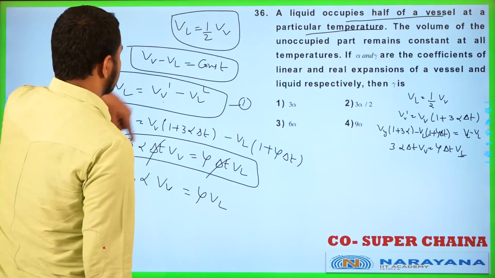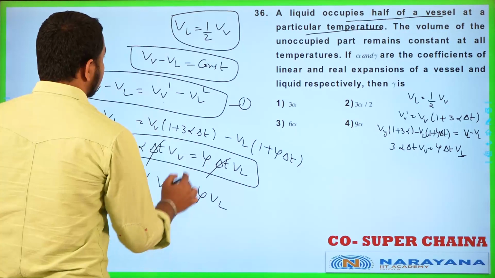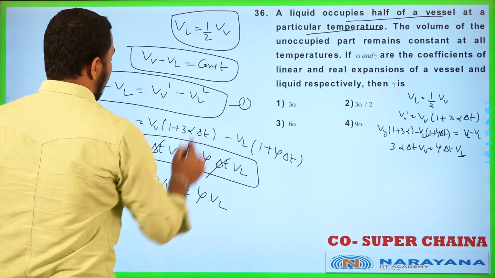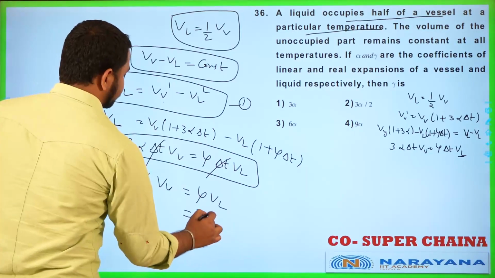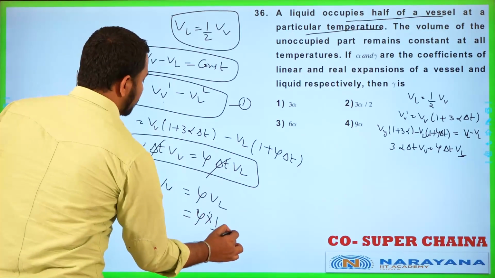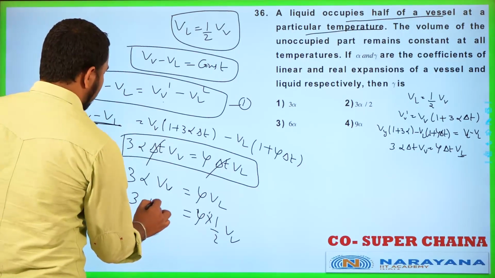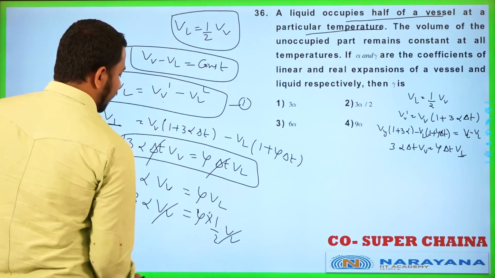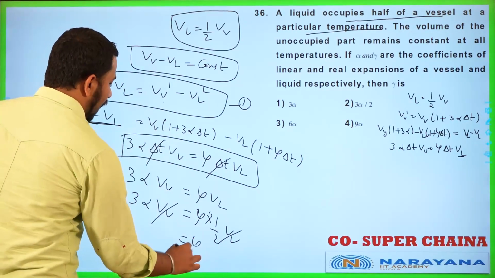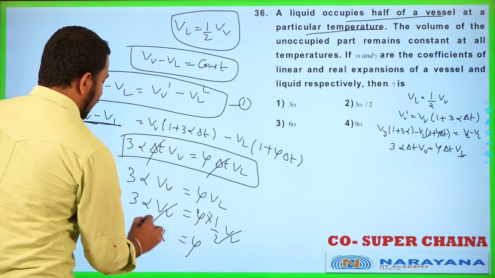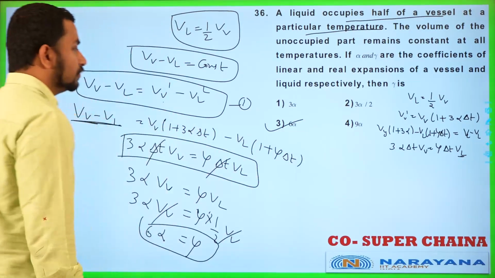Now we will use the relation between VB and VL. Just substitute here: we can replace VL by half VB. So if we replace, gamma into half VB, this will be 3 alpha VB. Now VB can be cancelled out. We will get gamma as 6 alpha, and that will be the answer of this question. So let's move to the next question.